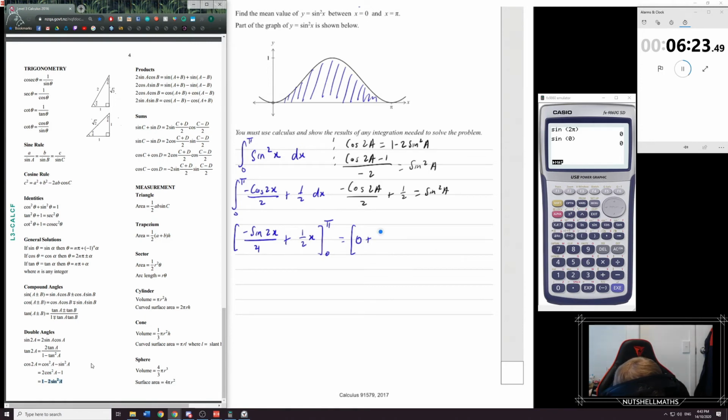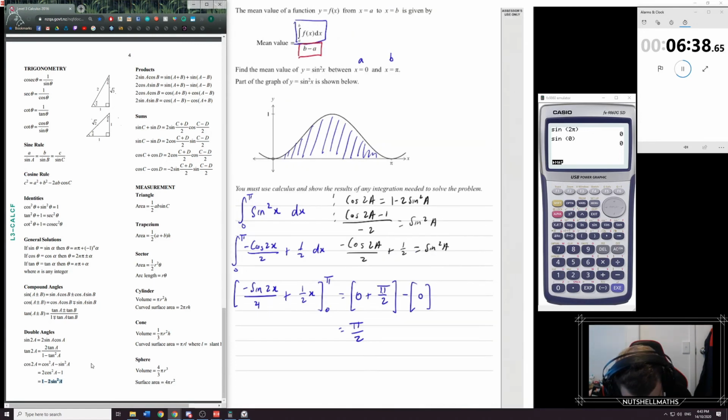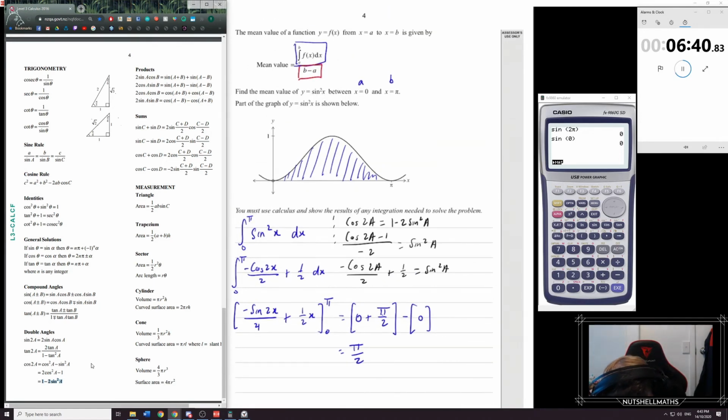Right, we're back on track. This becomes, oopsies, pi by 2 when I sub in here, and this is going to be minus 0. That makes me much happier, right? Because now it's a pi by 2. And remember I said before, we're going to be dividing by pi and hopefully something cancels. Nice.